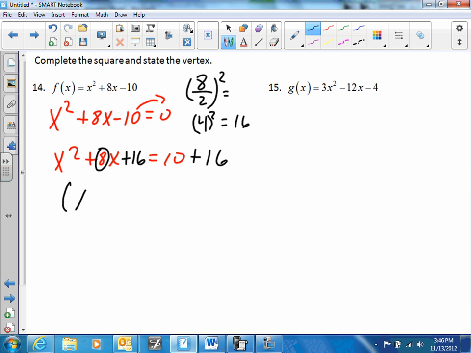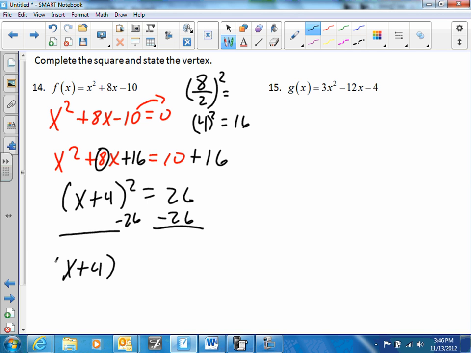So I end up getting (x plus 4) squared equals 26. I'm going to subtract the 26 on both sides, and I get (x plus 4) squared minus 26 equals 0. And my vertex is at negative 4, negative 26. And that's all you've got to do to put it in vertex form.